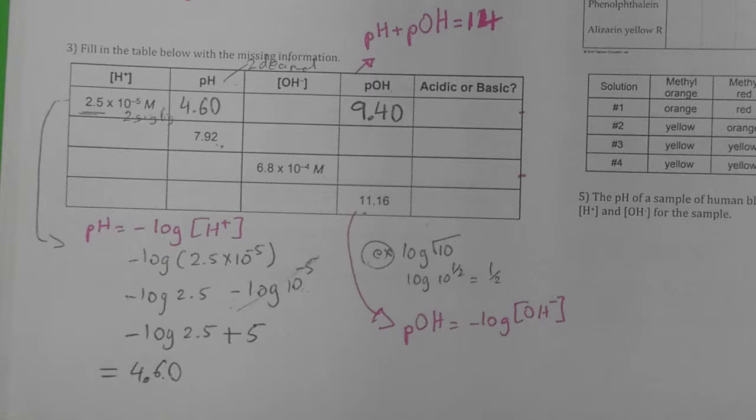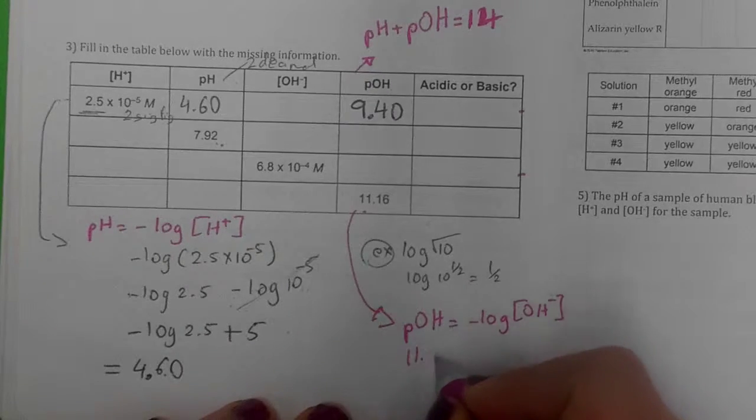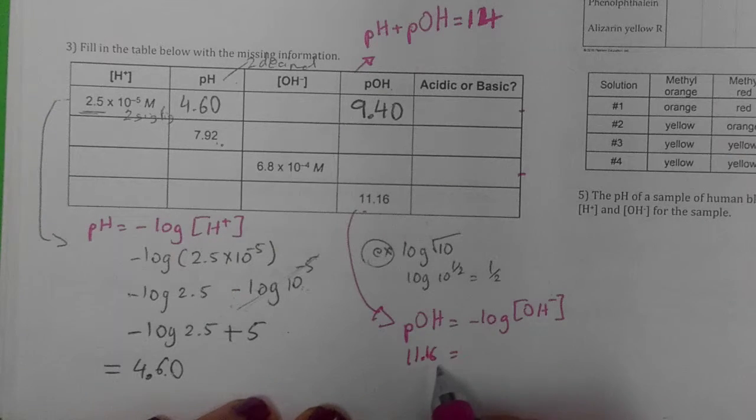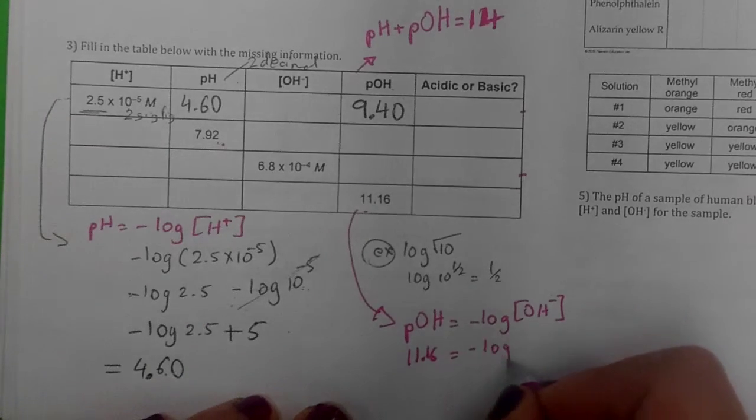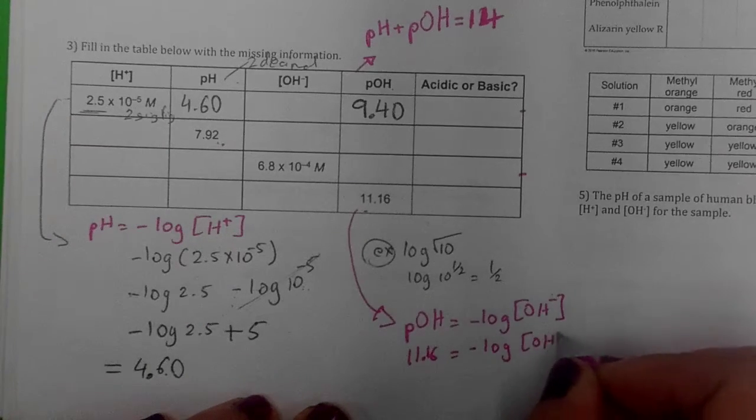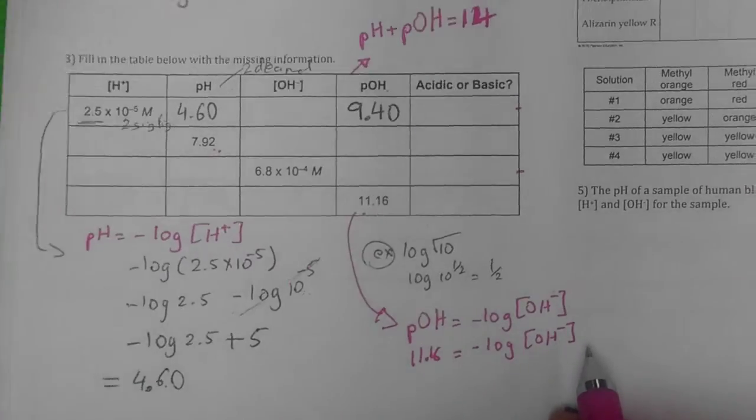Or pOH? Because I don't have that number. How do we type it in a calculator? So you're going to have 11.16. Notice that's two decimal places, so your answer should be in two sig figs. pOH is equal to negative log of OH minus. How do I do this?